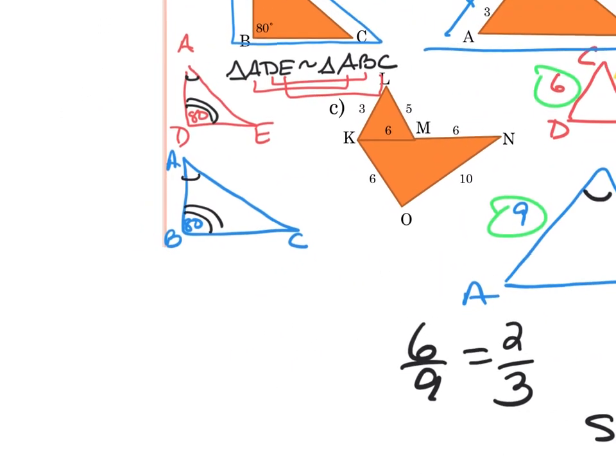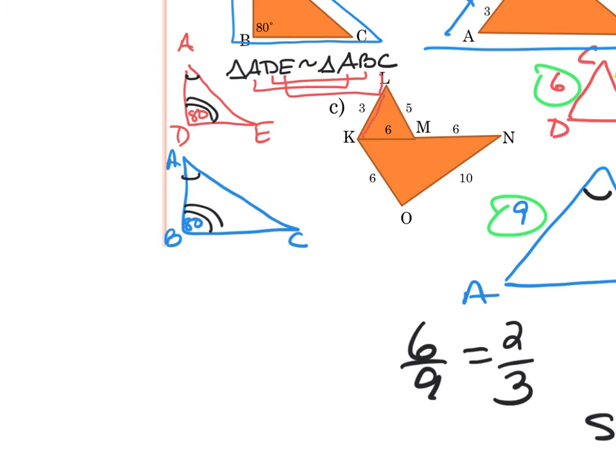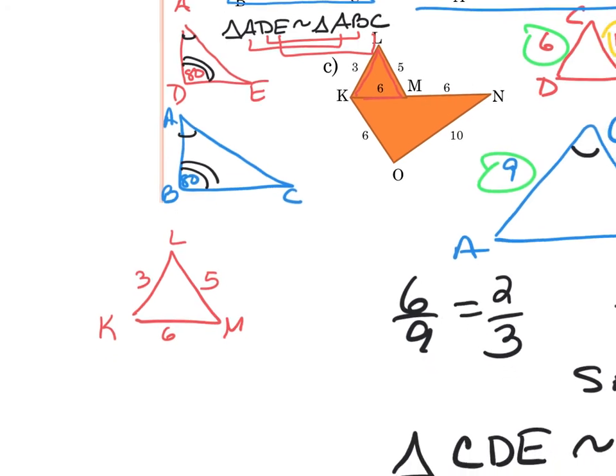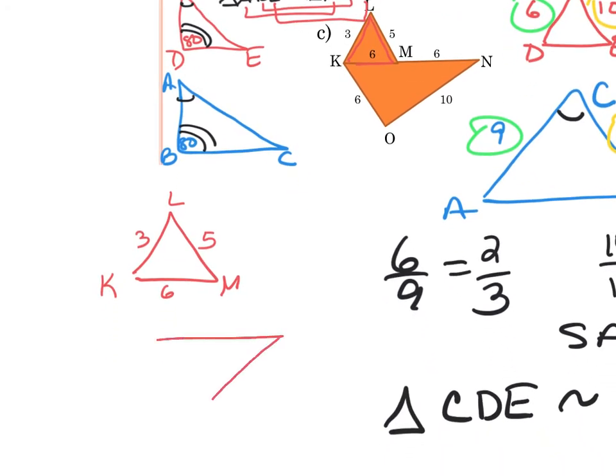Again, I'm going to pull them apart. So this little one on the top, that's the KLM. 3, 6, and 5. And now I'm going to draw the larger one, which looks like it's upside down. KNO. 10, 6. To get the length of this side here, I'm going to add 6 plus 6, and it's 12.